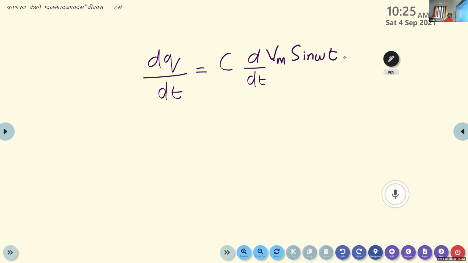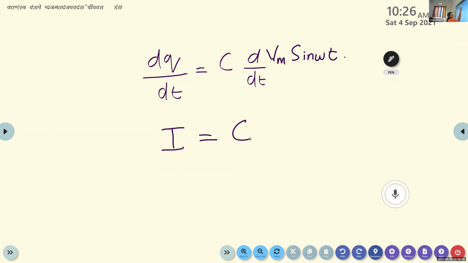Again, what is dq by dt? Derivative of charge. Derivative of charge gives the rate of flow of charge, which is known as current. Yes, dq by dt indicates I, the value of current that is flowing through a capacitor when it is connected to an alternating source of EMF, V is equal to Vm sin omega t. So here dq by dt is equal to I. I is equal to C into d by dt of Vm sin omega t.